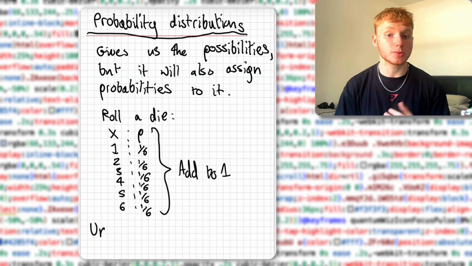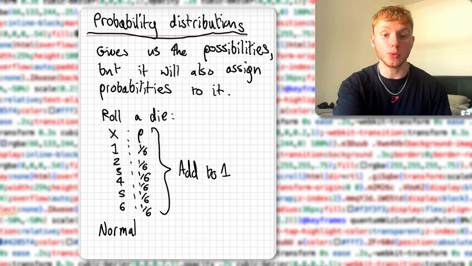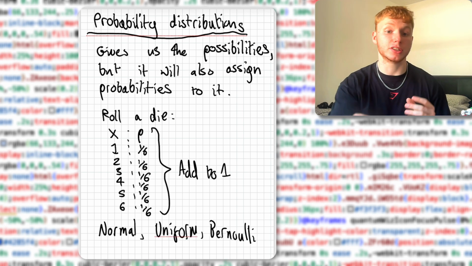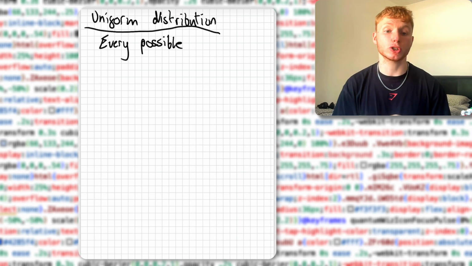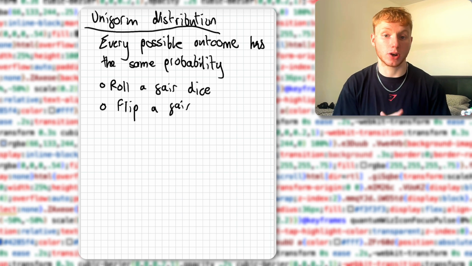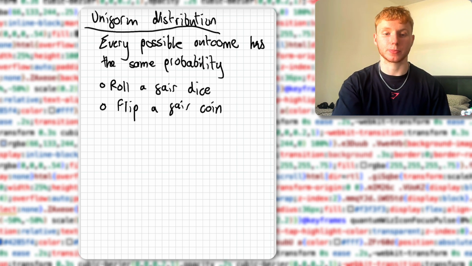There are different types of probability distributions, and the most common ones are the normal, uniform, and Bernoulli distributions. The simplest distribution is a uniform distribution. Every possible outcome has the same probability, like rolling a fair die or flipping a fair coin. So remember, that is uniform as all probabilities are the same.